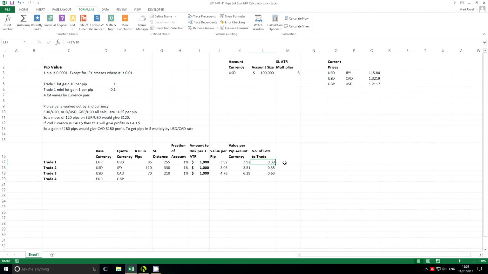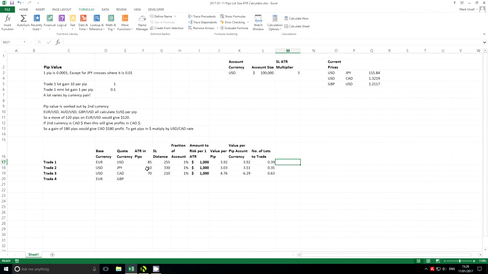If your trading currency, rather your account currency, is US dollars, and your quote currency is US dollars, it is nice and simple. What happens if you want to trade the USD JPY? Well, that's pretty easy as well, and we're going to calculate that here.